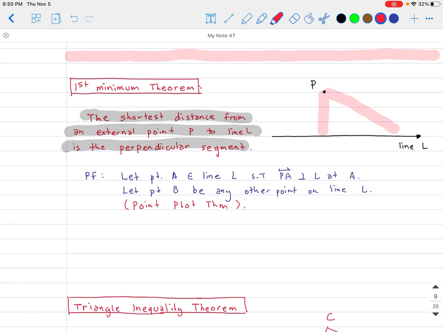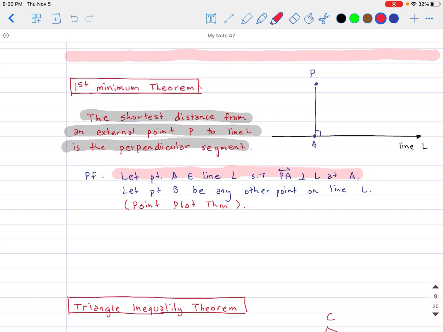So here we're going to do the following below. I'm going to say let A be the point on line L such that PA is perpendicular to L at A. So we're basically going to introduce the perpendicular segment. So let me go ahead and erase all of this right here so that you can see the picture a little bit better. So here is point P, and I am going to use the point plot theorem to introduce point A on line L such that you have the perpendicular.